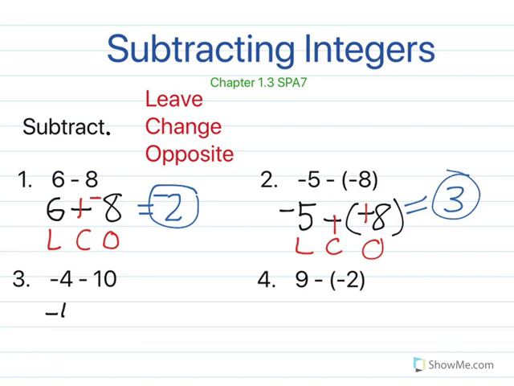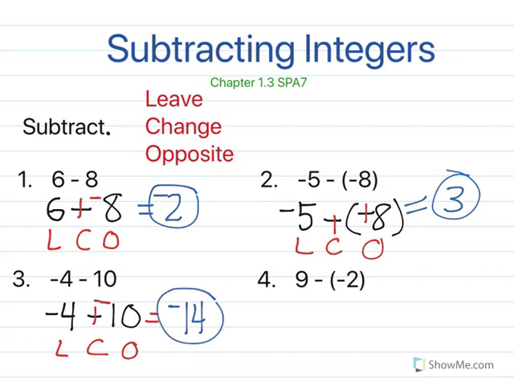We have negative 4 minus 10. So I'm going to leave the negative 4. I'm going to change the minus to addition. And the opposite of 10 is negative 10. Now I have 4 negatives and I have 10 negatives. Since they are the same sign, I'm just going to ask, well, how many negatives do I have altogether? Well, if I add 4 plus 10, I have 14. So I have 14 negatives altogether.